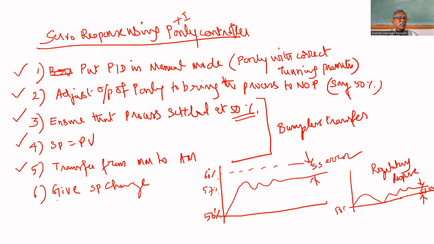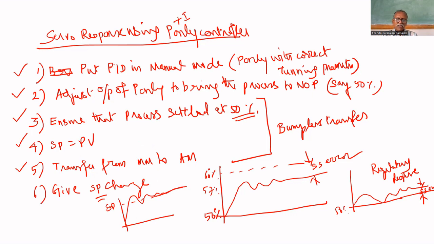Then with the process at 50%, now give a set point change. You will get a response. But because of the PI controller, there won't be any steady state error. It will settle at the set point.